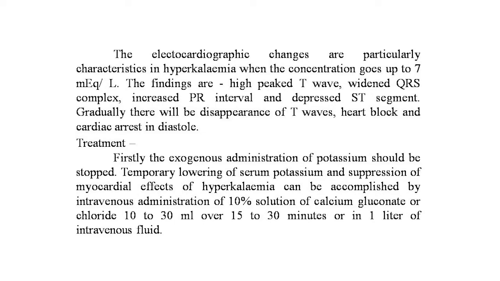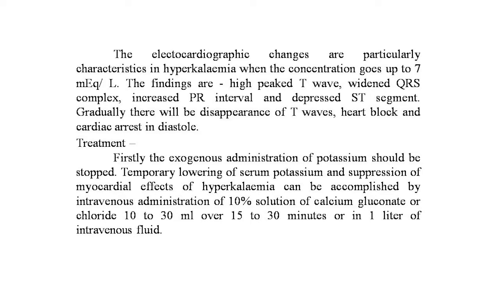When the concentration goes up to 7 mg per liter, the findings are high peaked T wave, widened QRS complex, increased PR interval and depressed ST segments. Gradually, there will be disappearance of the T waves, heart block and cardiac arrest in diastole. The treatment of hyperkalemia: firstly, the exogenous administration of potassium should be stopped.